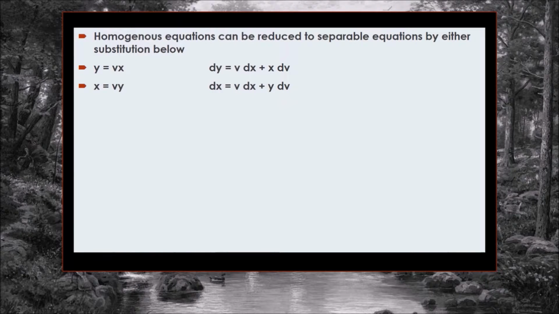Homogeneous equations can be reduced to separable equations by either of the substitutions below: y equals vx or x equals vy. When we apply implicit differentiation, dy equals v dx plus x dv, or dx equals v dy plus y dv.